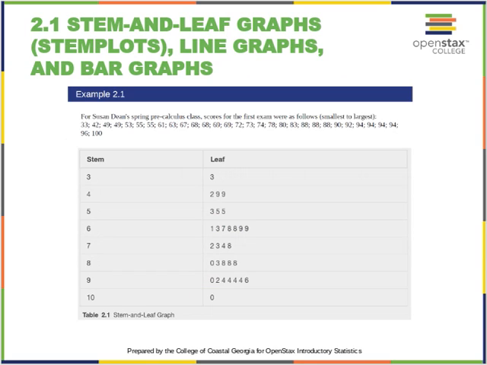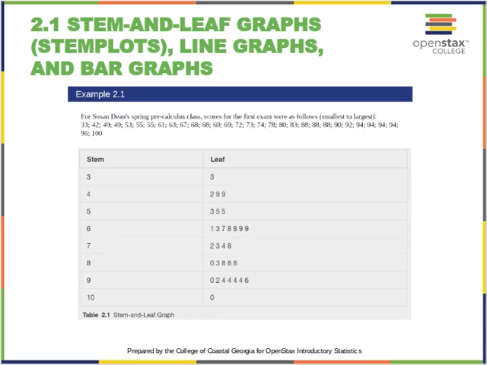Now, all we do for this is cut off that last digit, and that's going to be our leaf. And the first digit is going to be our stem. It could be more than one digit if, for example, the 100 there, we have 10. And all we're going to do is separate that and write it down just like we have here.